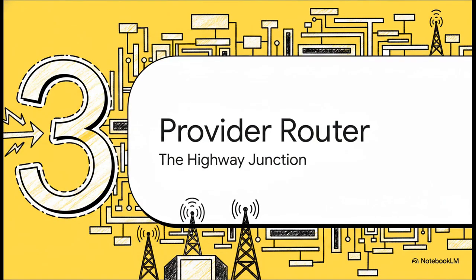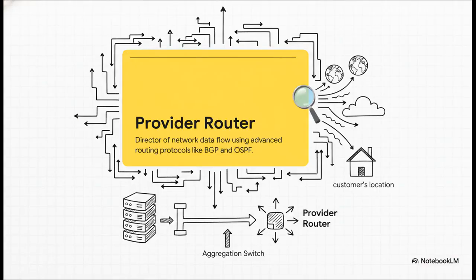Now, heading further down the line, we arrive at Section 3, the provider router. This piece of gear is the high-level director. It knows exactly how to take a specific customer's request, send it out to the global internet, and securely drag that response right back. While the aggregation switch is just bundling traffic together, this provider router is making the really complex decisions about where that traffic actually needs to go. It handles the high-level routing using advanced heavy-duty protocols, things like BGP and OSPF, to ensure that the data leaving your customer's location reliably finds its target anywhere in the world, and, most importantly, finds its way back.